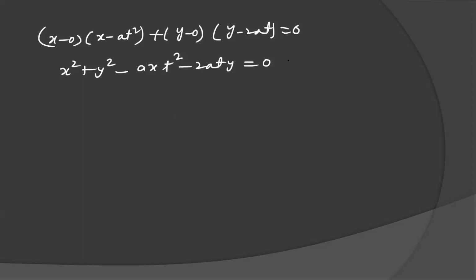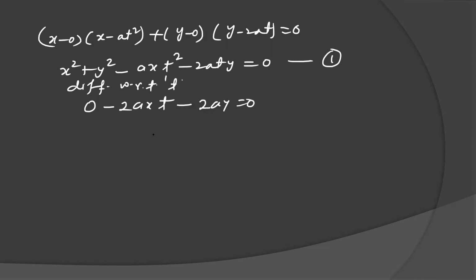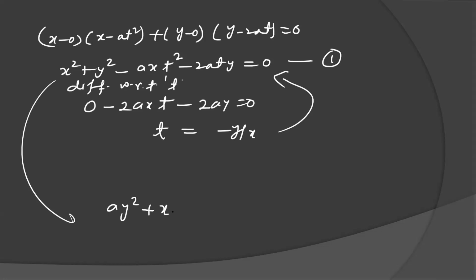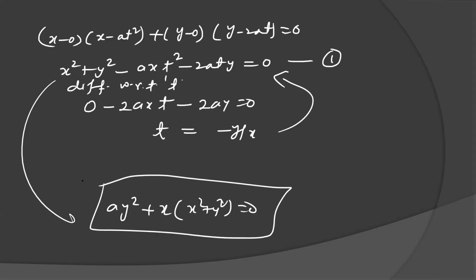So there are two methods. First method is, you can see that in t parameter you have a quadratic equation, so you can use the equation for envelope b square equal to 4ac, or you can differentiate with respect to t. That will be easy, I think. Minus 2axt, differentiate with respect to t, minus 2ay equal to 0. So your t is going to be minus y by x. Put t value in equation 1. You will get the equation of envelope, ay square plus x, x square plus y square equal to 0. So this will be the equation of envelope. So you can solve this problem by differentiation method or by quadratic method also.